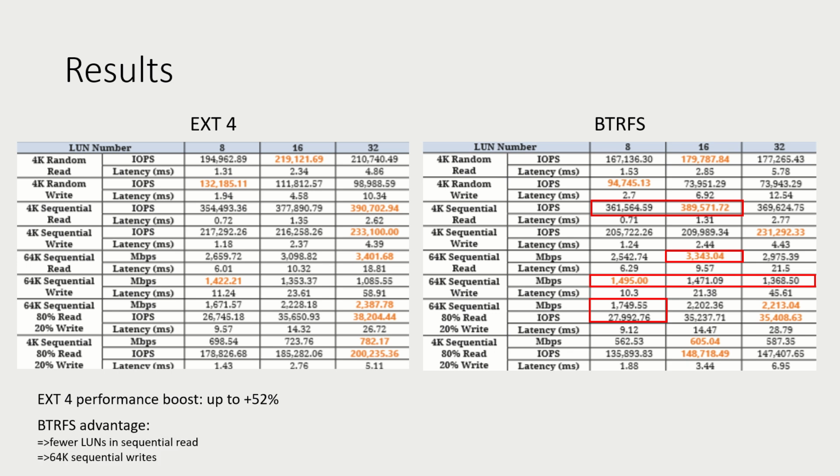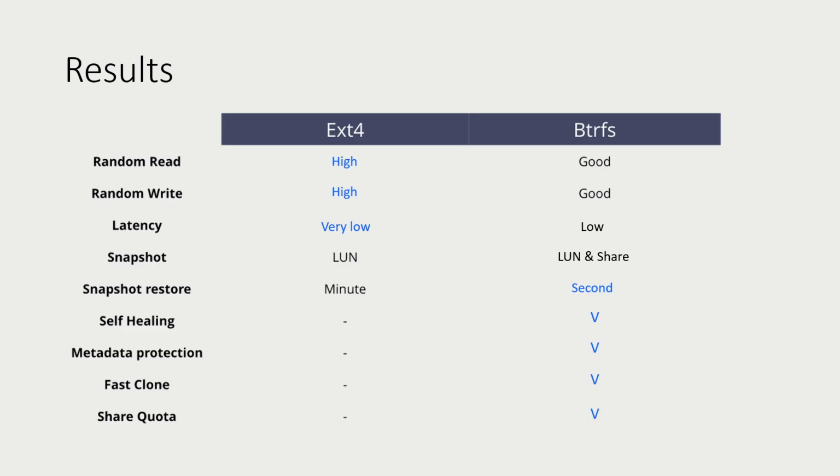And where does BTRFS have the advantage? Well, in general, where there are fewer LUNs, you can see when it's 8, sometimes 16, rarely 32. And it's only on the 64K sequential writes that BTRFS completely betters ext4. Generally, its latency is higher due to the copy on write option that I mentioned. However, bear in mind that can actually be disabled when creating a shared folder. So if you're creating it for an email system, like we're going to show later on, that can be a good option to disable.